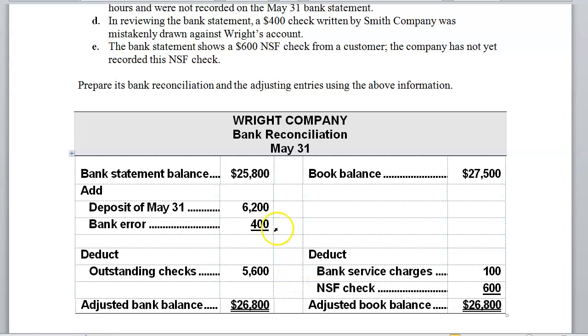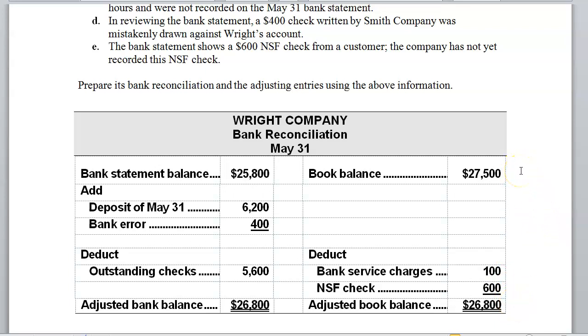The bank error, we're going to call the bank and tell them about the error so they can fix it. So again, they're going to be recording it in the next month. Any reconciling items to the book side, we're going to be making journal entries for.